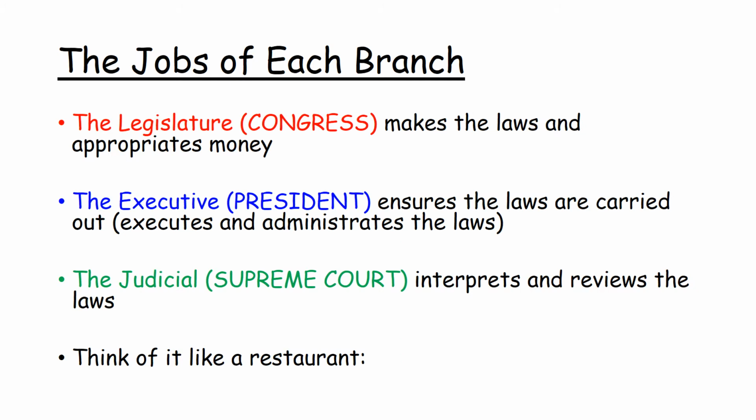Now, the jobs of each branch in the USA. We've got the legislature, which is Congress, so they make the laws in the USA and distribute money. We've got the executive, who is the president in the USA, so they ensure the laws are carried out, so they execute and administrate the laws. And we've got the judicial, which is the Supreme Court, so they interpret and review the laws that exist in the USA. So think of it like a restaurant, to say.